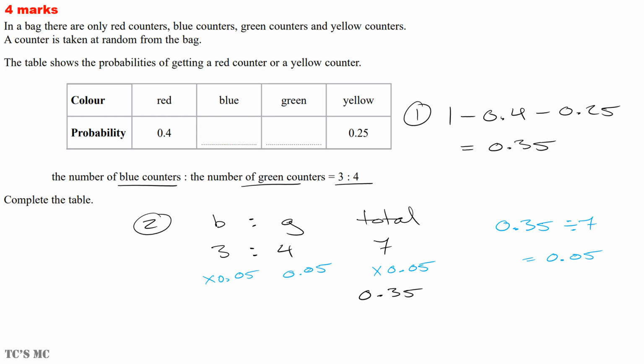3 multiplied by 0.05 is 0.15. So I can write that in, and I have my third mark. And 4 multiplied by 0.05 is 0.20. And now I have my fourth mark.